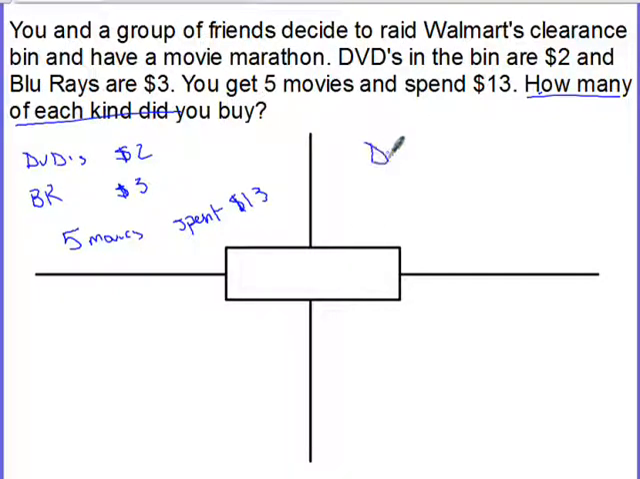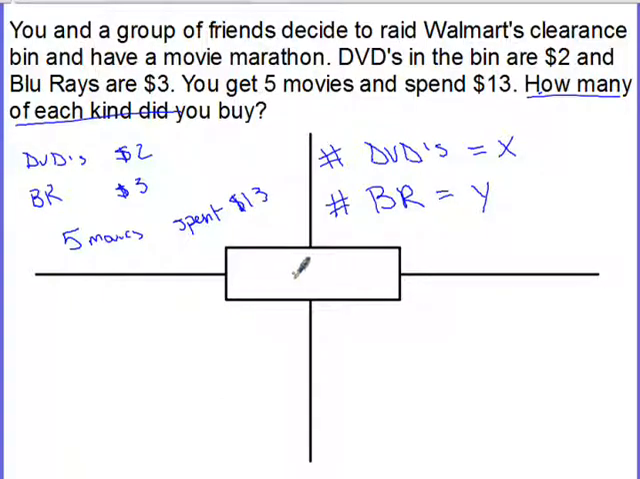So I have DVDs, the number of DVDs that I bought. That's one thing I need to know. And I also need to know the number of Blu-rays that I bought. So we're going to assign these variables. It doesn't matter if you want to just stick with X and Y, or if you want to use variables related to the objects that you're talking about. I'm just going to go with X and Y. So, the number of DVDs that we bought, we're going to make that X. The number of Blu-rays that we bought, we're going to make that Y.